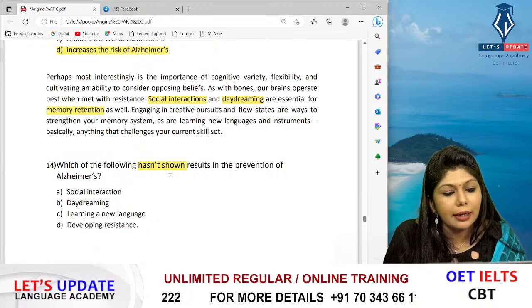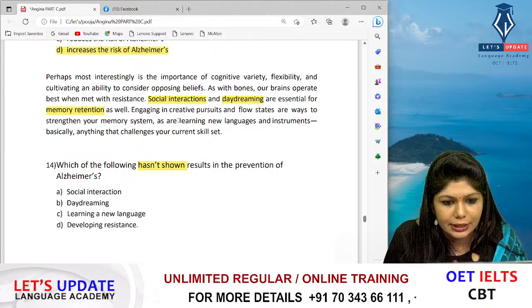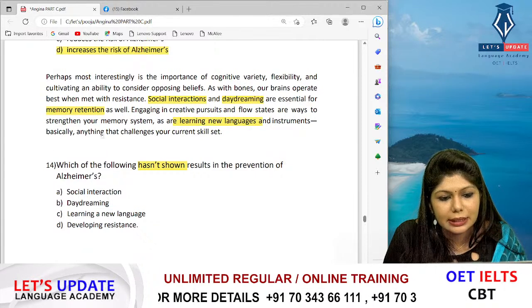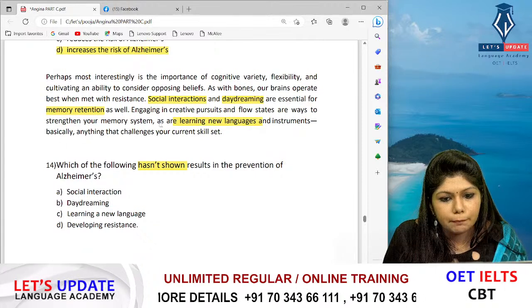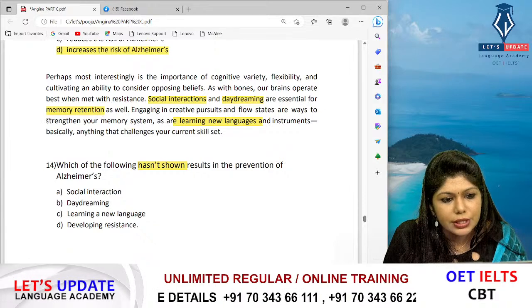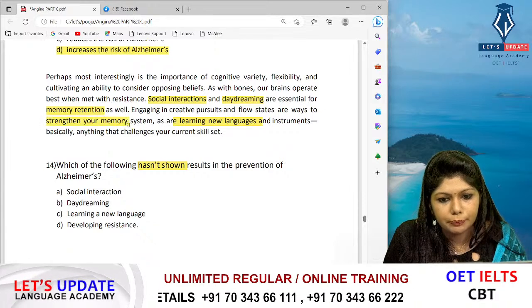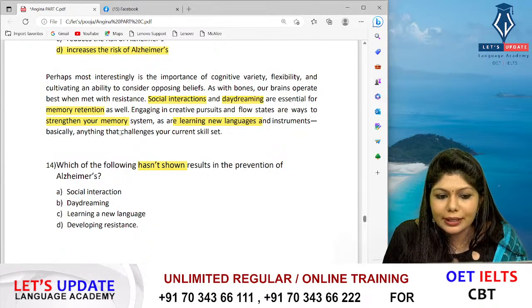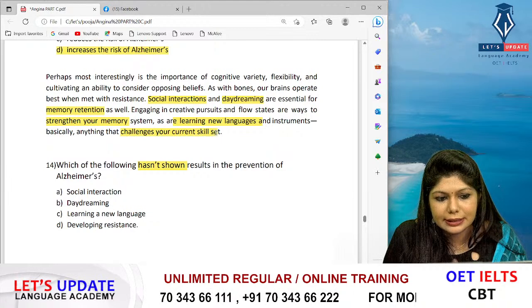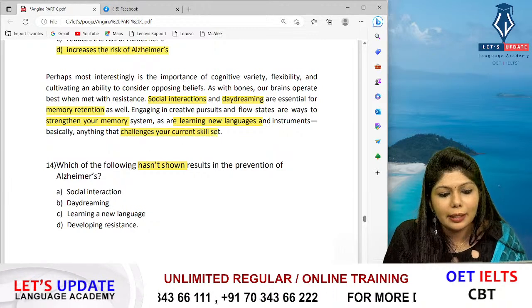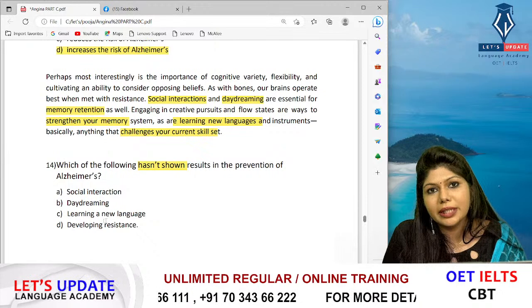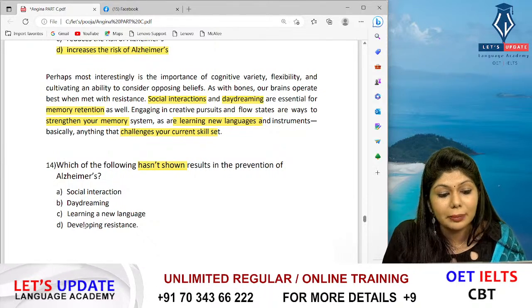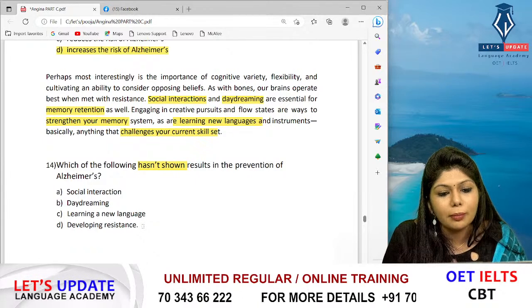Look at C, learning a new language. Is that mentioned? Yes. Learning new language, instruments, that is also strengthening your memory. Okay, so because that also challenges your current skill set. So A, B, and C is definitely mentioned. So they are asking for something that hasn't shown result. That means developing resistance. Okay, what about resistance?